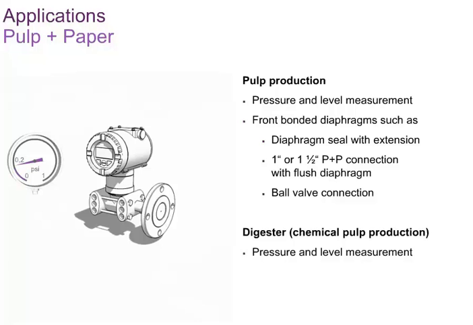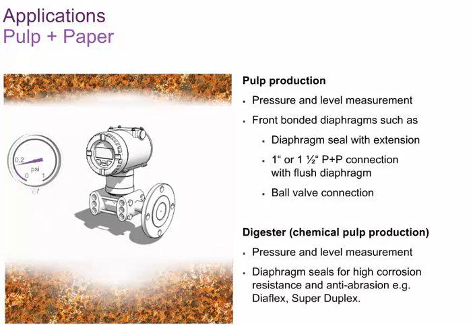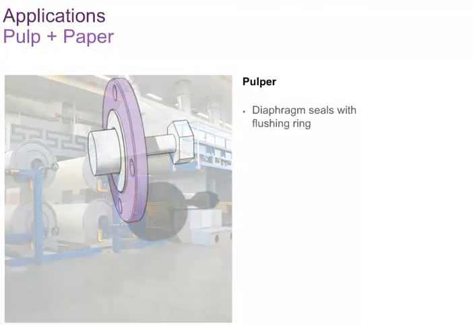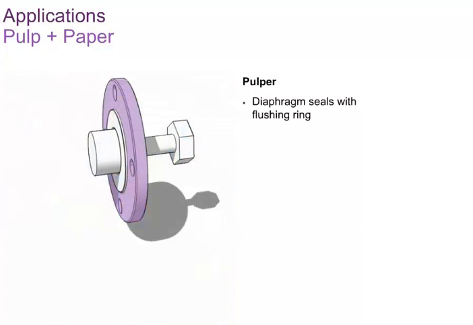At the digester, diaphragm seals are used with high corrosion resistance and good anti-abrasion properties, for example Diaflex or Super Duplex. At the pulper, diaphragm seals with a flushing ring are used to allow frequent cleaning of the diaphragm.